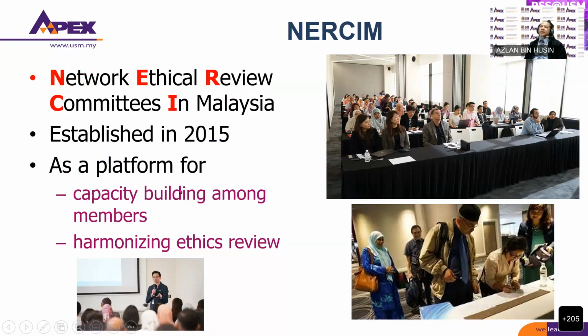And this is our initiative, USM together with the MOH Ethics Committee, initiated in 2015 to have a kind of harmonizing ethics review. We noticed that different ethical reviews have their own strengths and weaknesses, especially between the ethics committee in the service hospital as compared to the university hospital. So this is an effort that we try to improve year after year on the level of review.